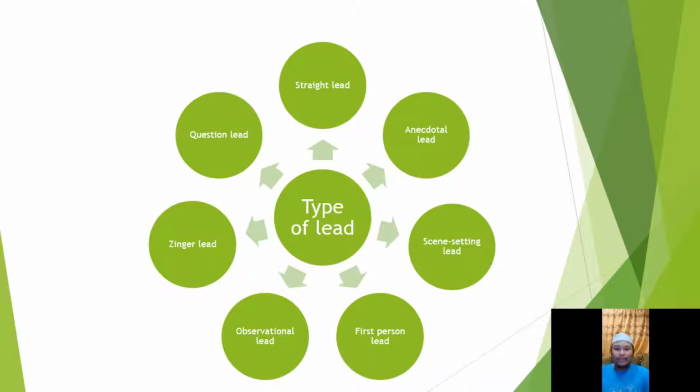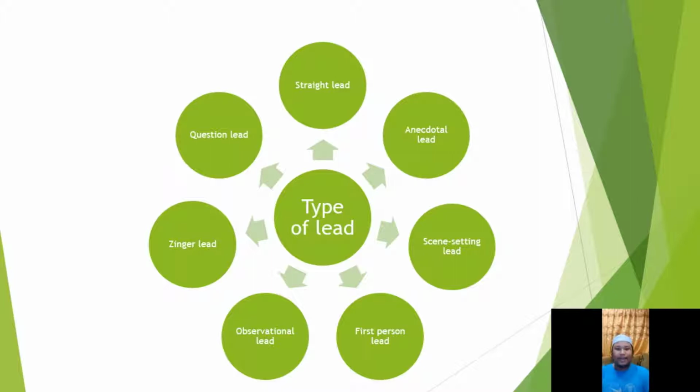Okay, first is straight lead. Straight lead, also called the summary lead. This is by far the most common and traditional version. It should be used in most cases. It is a brief summary containing most of the 5 W's and H in one sentence.